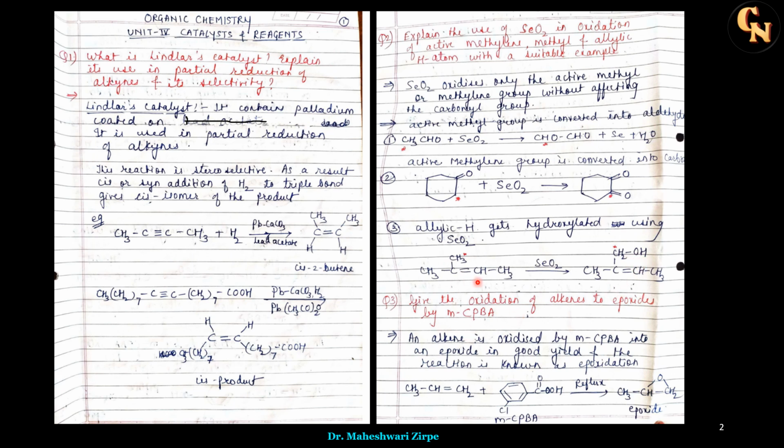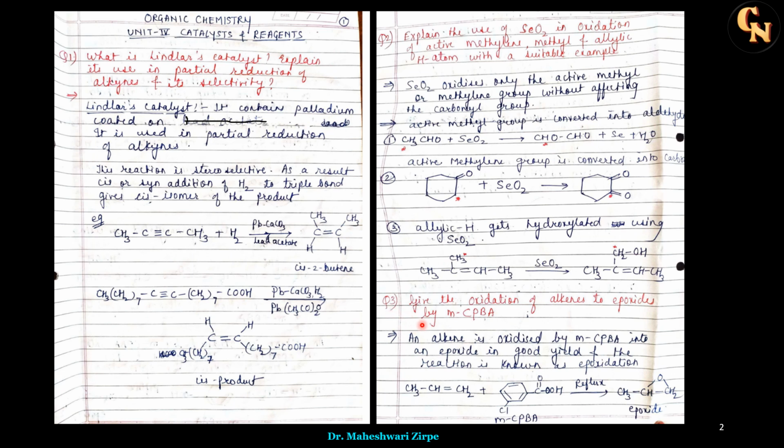This happens without affecting the double bond. So the double bond is not affected, only CH3 is getting oxidized to a hydroxyl group. So this is how selenium dioxide can be used for oxidation of active methylene in 3 different ways. So next example, let us see.